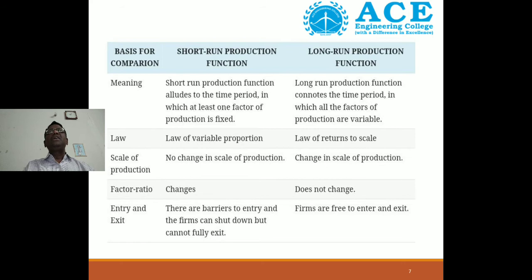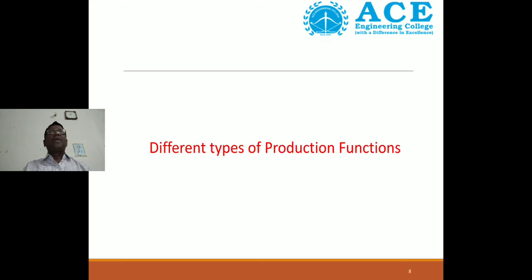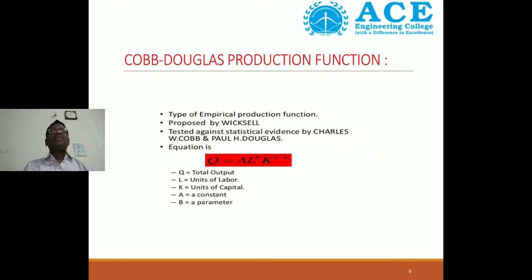Now we are going to another topic, that is the different types of production functions. Now we are going in detail. So what are the different types of production? Up to now what we discussed? We discussed the short run production function and long run production function. Next we are discussing the different types of production functions.